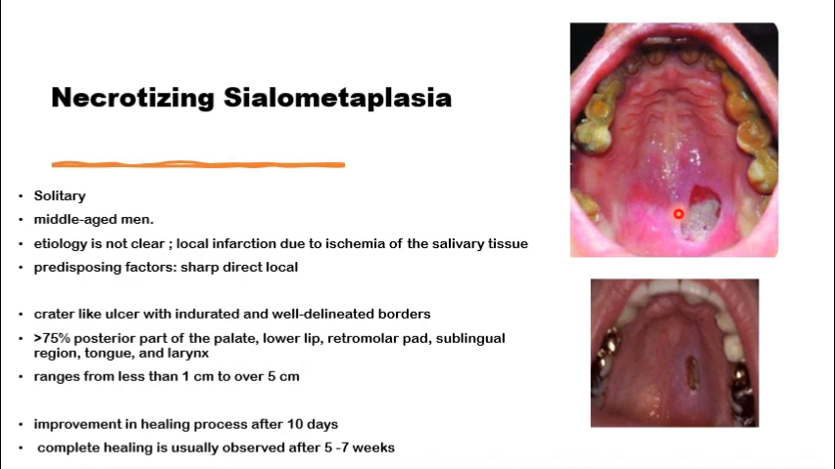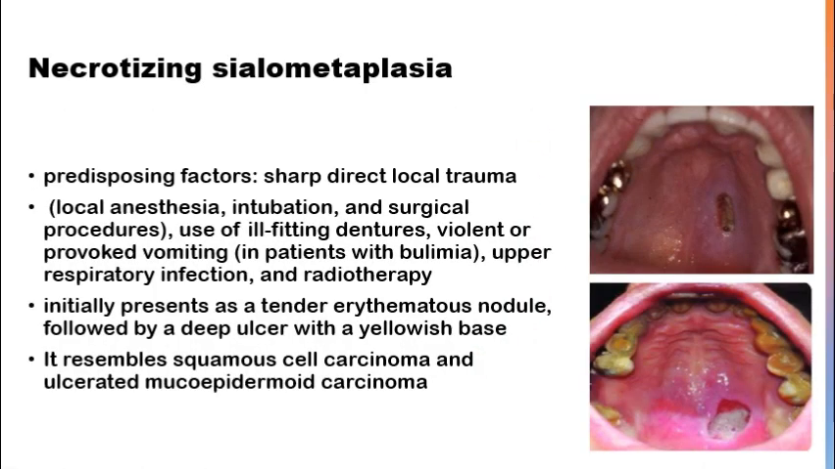The edge of the ulcer is indurated and has a crater-like, well delineated border. They start to heal within 10 days, but they may take up to 6 or 7 weeks to heal completely. Following the predisposing factor, which is usually a sharp, direct local trauma, or an ill-fitting denture, or upper respiratory tract infection, or even radiotherapy, the initial lesion would be a tender and erythematous nodule, followed by the deep ulceration due to the necrosis and the ischemia of the salivary tissue.